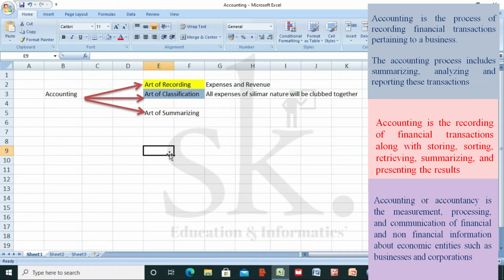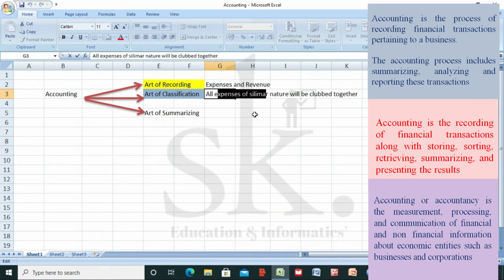Now, once we have recorded all expenses and revenue, what we need to do is group the expenses which are similar in nature under one head, and that is the reason why we said that all expenses of similar nature are to be clubbed together. While we were recording, we haven't done that. We only recorded the expenses and the revenues which the company has earned.